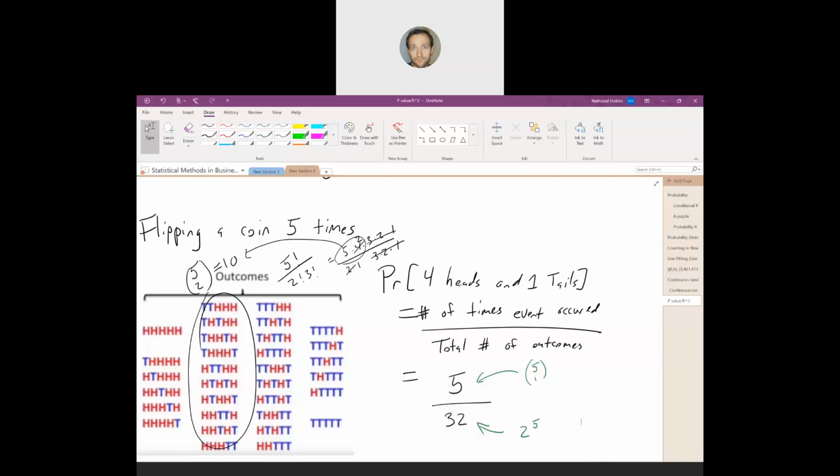All right. So what is the p-value here? There's something else here.